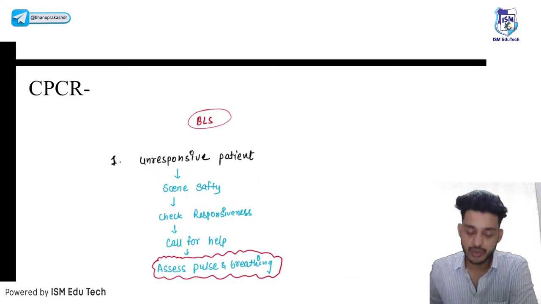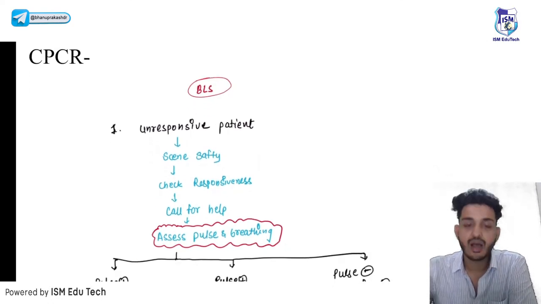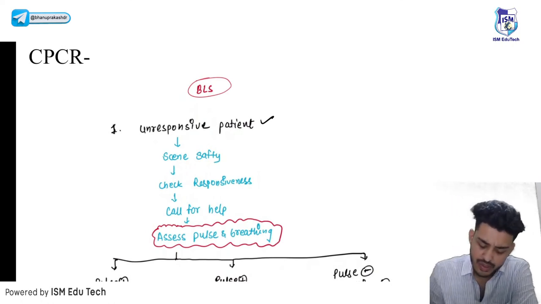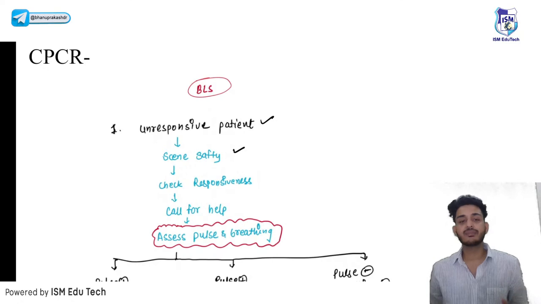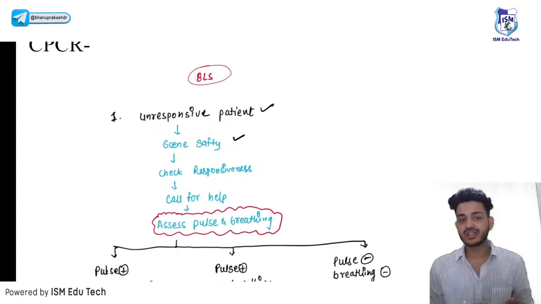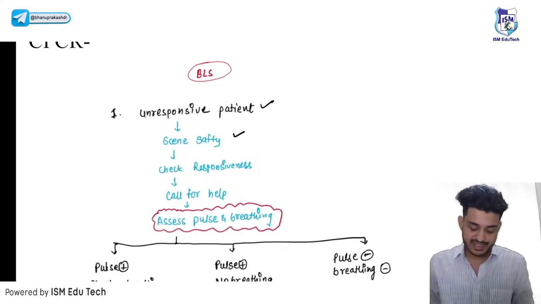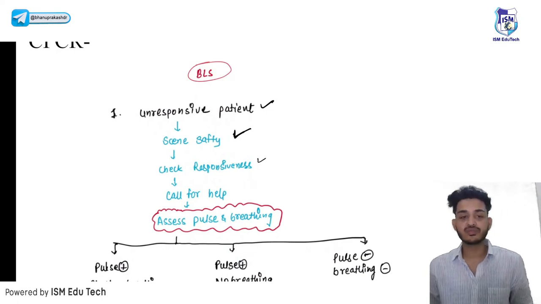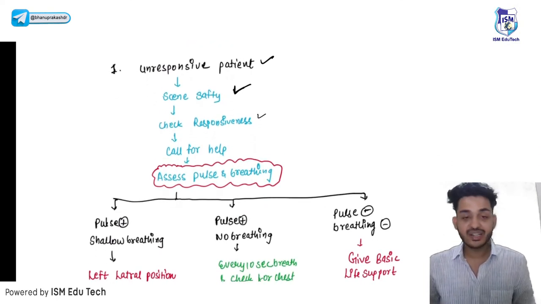So first thing will be BLS, basic life support. You will check for unresponsiveness, whether the person is unresponsive or not, then you will see for the scene safety. For example, someone is lying down, then you will see the scene safety. For example, there may be glass or blades, all those things. After seeing safety, you will again check for the response of the patient. You will tap him, you will ask him, hello. So you will try to wake him up.